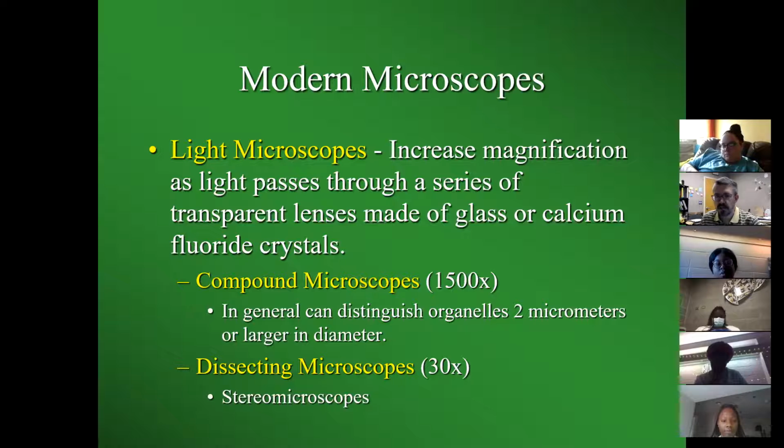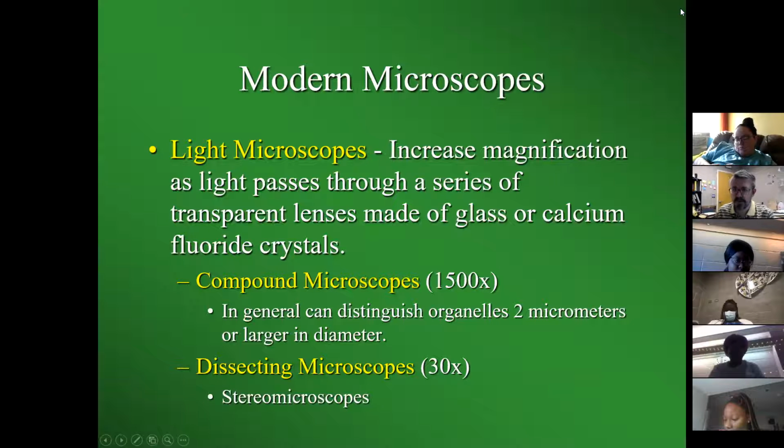Okay, we'll be looking at microscopes. Light microscopes are what we'll be using. There are other kinds of microscopes; I'll briefly mention those. They increase the magnification as light passes through a lens. There may be a series of lenses made of glass or calcium fluoride crystals. You get compound microscopes, which we'll be using the most, and this can give us our largest magnification, up to 1,500 times. We will not be magnifying up to that much for plants.